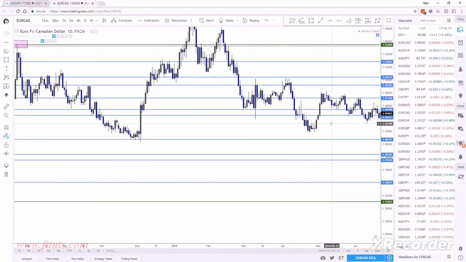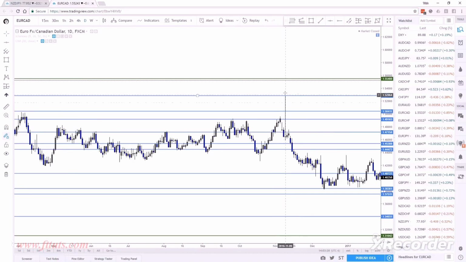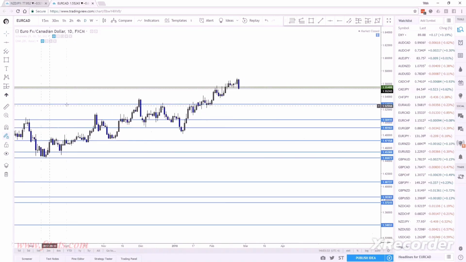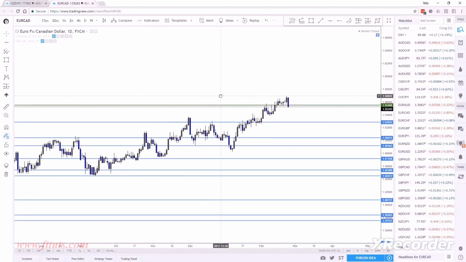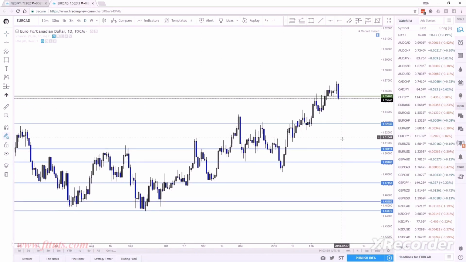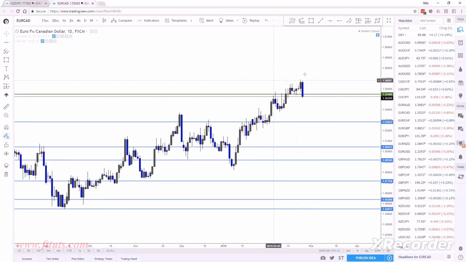Okay, now if we zoom over here, look at that. Perfect tap right there. These levels are very, very valid. Look at this. This is happening right now. This is a weekend. Okay, so price isn't moving. As we can see, the markets are closed. But look at how we're getting a reaction on this daily level right now. Okay, so this is something we need to pay attention to as far as Euro Canadian dollar.